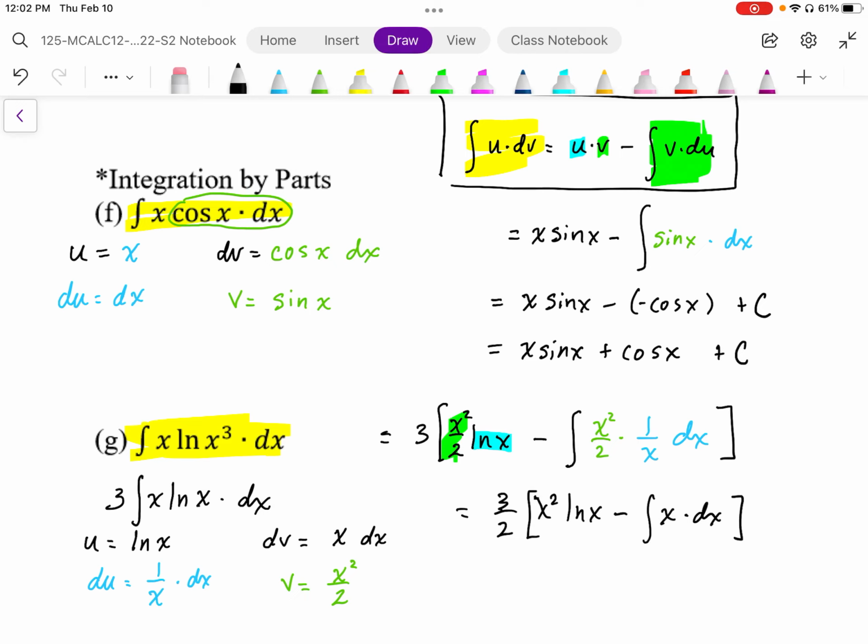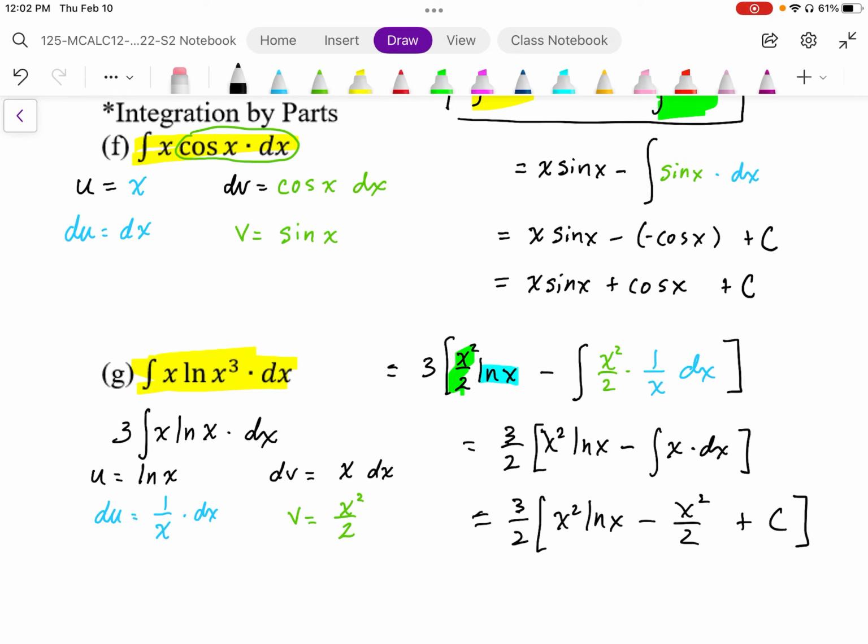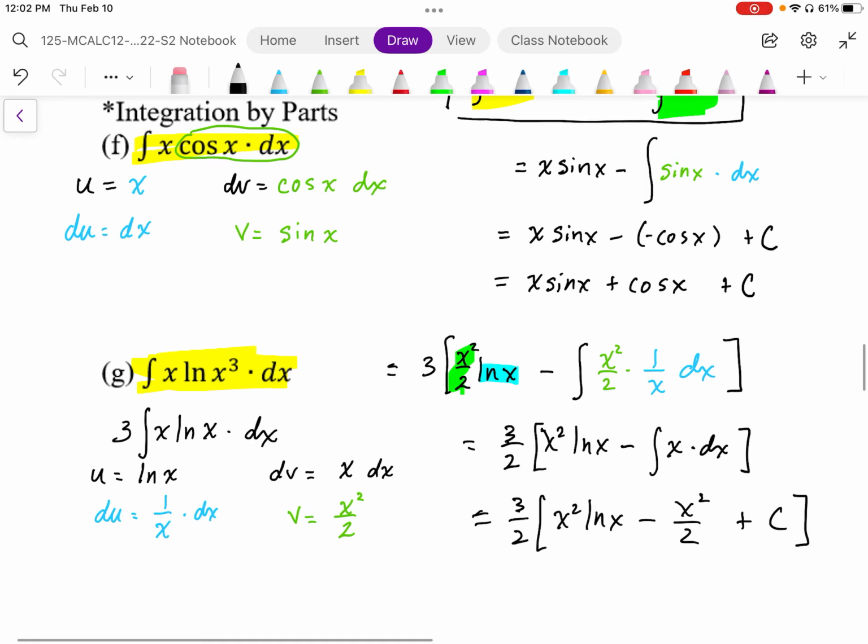Okay, so just so that you guys can see this, that 2 in both cases came out on the outside. If you're wondering where that 2 went, divide by 2. So I just put it on the outside. It's easier for me to integrate when I don't have to worry about those parts. So then the answer is going to be x squared log x minus x squared over 2, and don't forget the plus c. Okay, so there's my integration by parts.